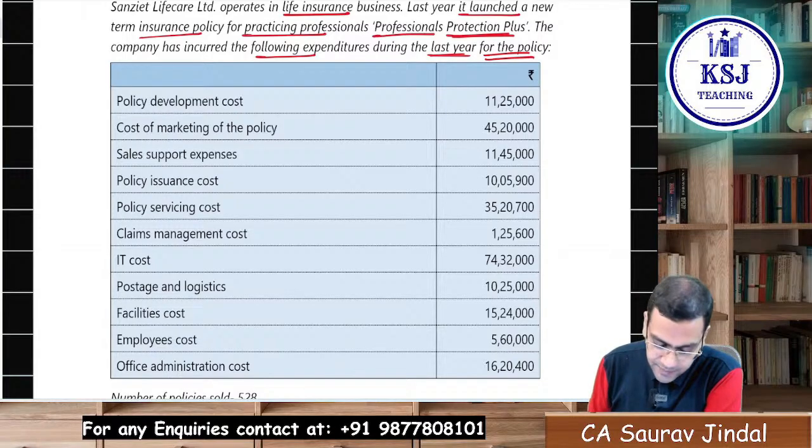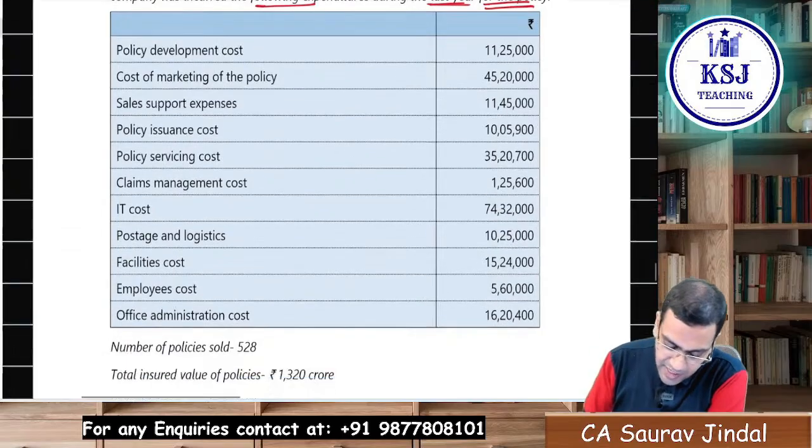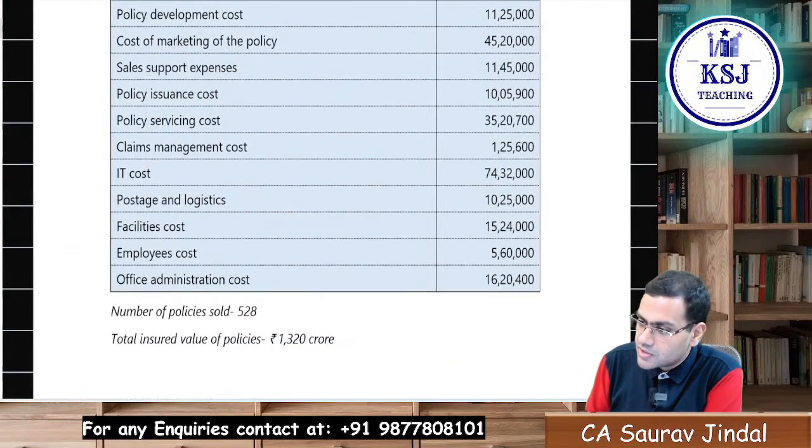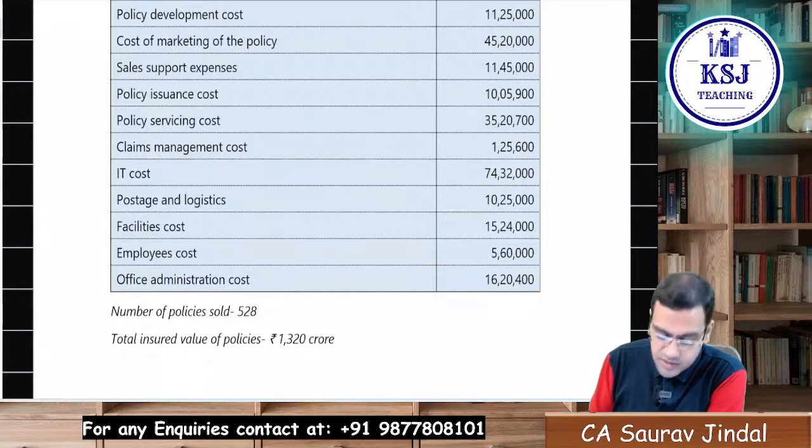Correct, Hari. Postage and logistic facilities cost. Thank you, Ishika. Employee cost, office administration cost. Number of policies sold is 528. The total insured value of the policies is 1320 crore.